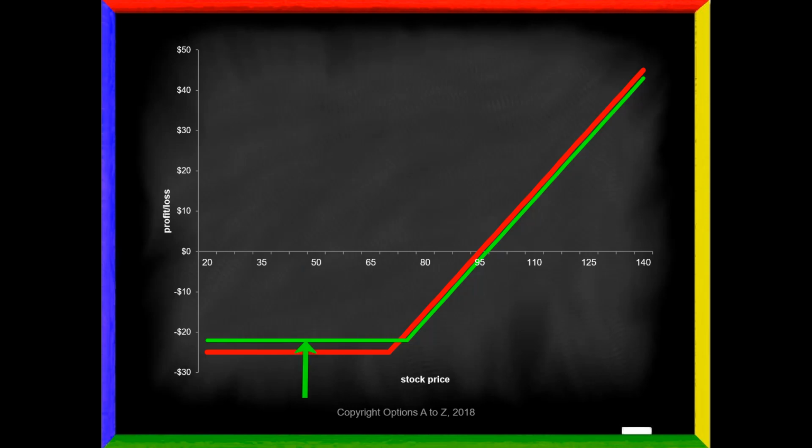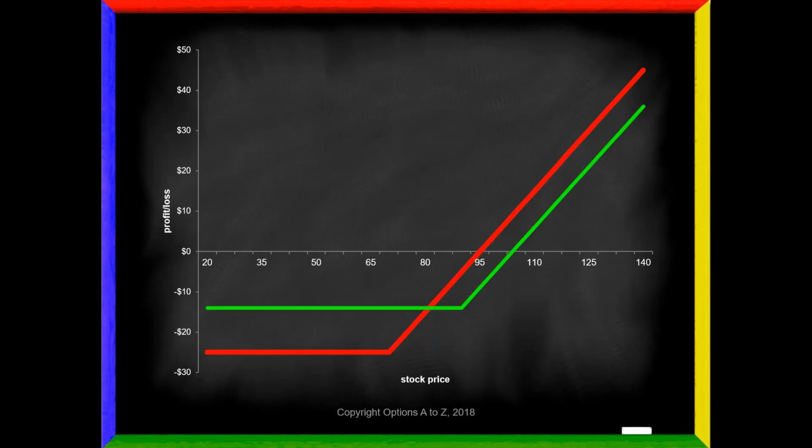Didn't really accomplish my goal. What else could I do? Well, maybe I could roll up to a much higher strike. Let's say I sell my 70 strike, but buy the 90 strike. Then I've moved from the red to the green. Much better than the first roll, but it still leaves me with quite a bit of losses here.